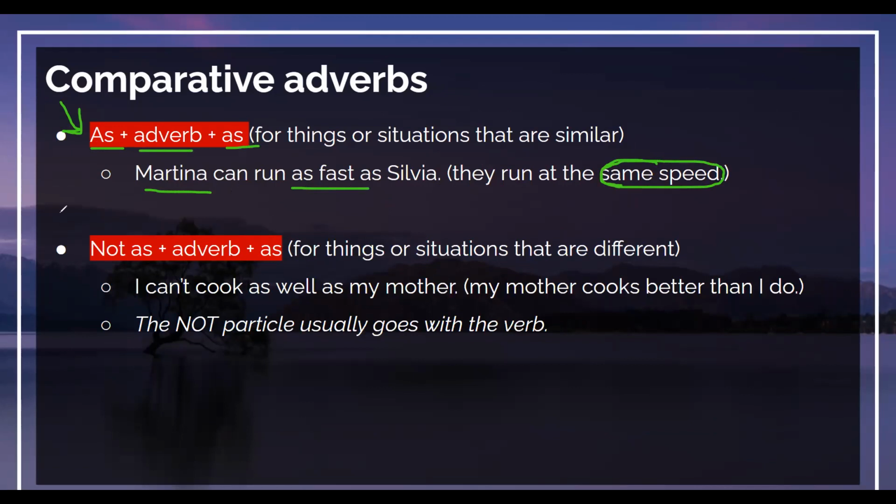The opposite is also true when we say "not as" plus adverb plus "as." This means that things are different. They are not similar. For example, I can't cook as well as my mother. My mother cooks better than I do because I can't cook as well as she does. The "not" particle usually goes with the verb, like we can see here. Okay, if it's possible, you have to conjugate your verb in the negative form so that this works.